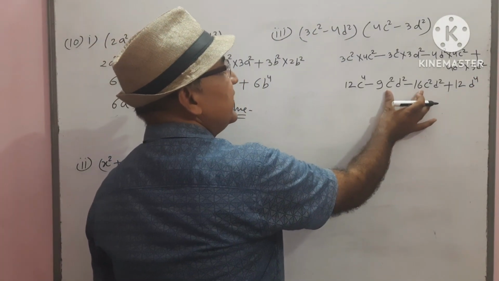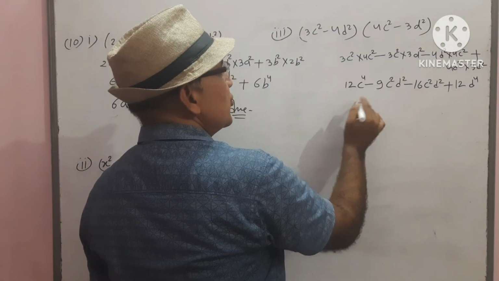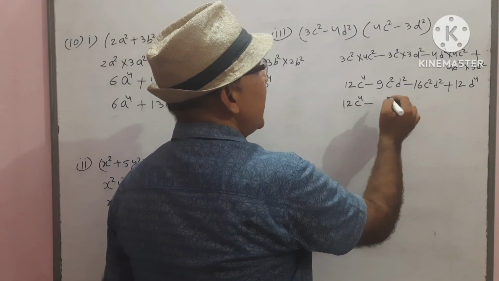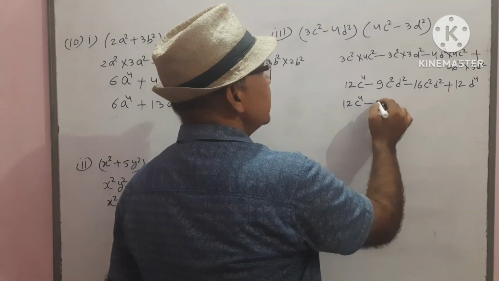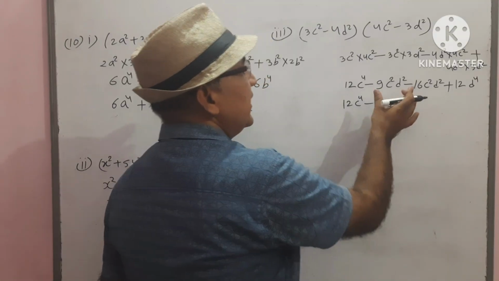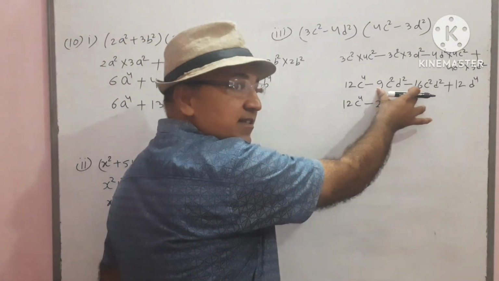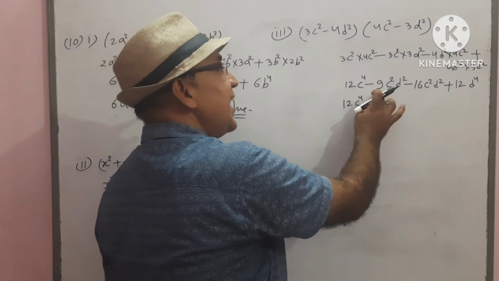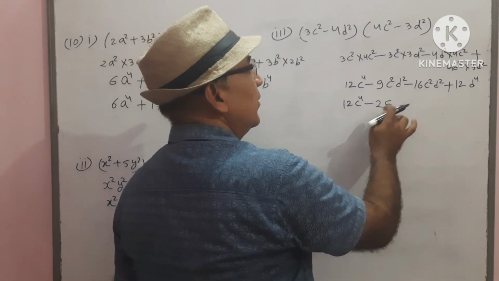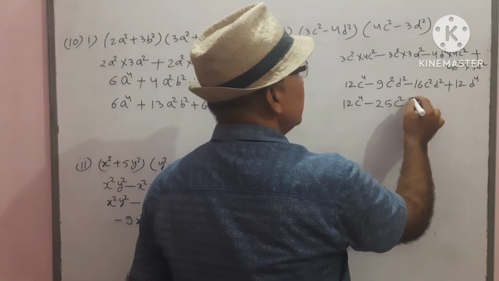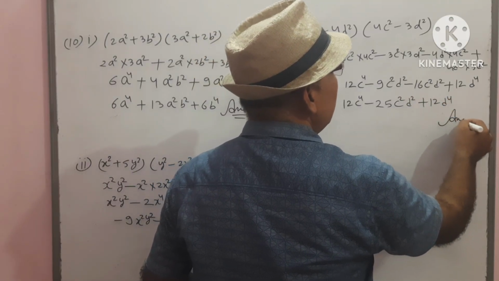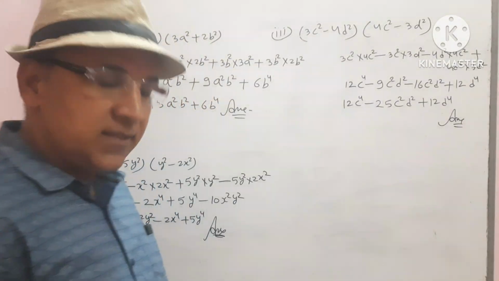Again we are watching these two terms are similar. So we will get here 12c power 4 minus 9 plus 16 is 25. Yes, both have the same sign, so numbers will be added. That is why I am doing 9 plus 16. Okay. Then c square d square plus 12d power 4, and this will be your answer.